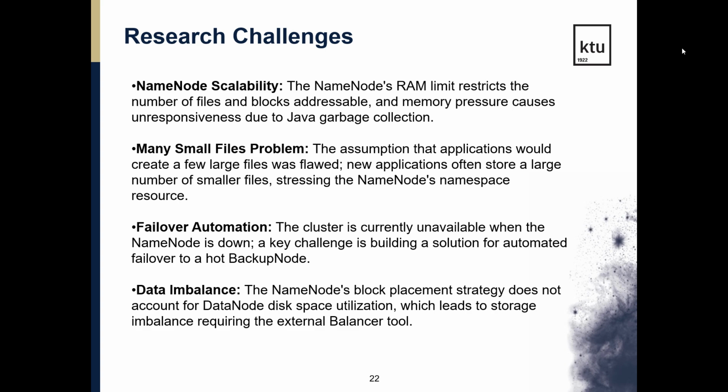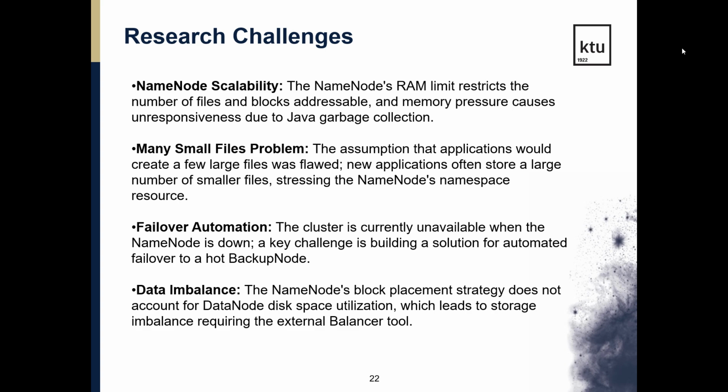NameNode scalability. The NameNode RAM limits restrict the number of files and blocks addressable, and memory pressure causes unresponsiveness. As I said before, since the NameNode stores everything in RAM, once the RAM is completely full, sometimes there will be unresponsiveness. So we need to change that. Many small files problem: because we are dividing large files into small files, sometimes it takes a lot of resources and it would be bad for us.